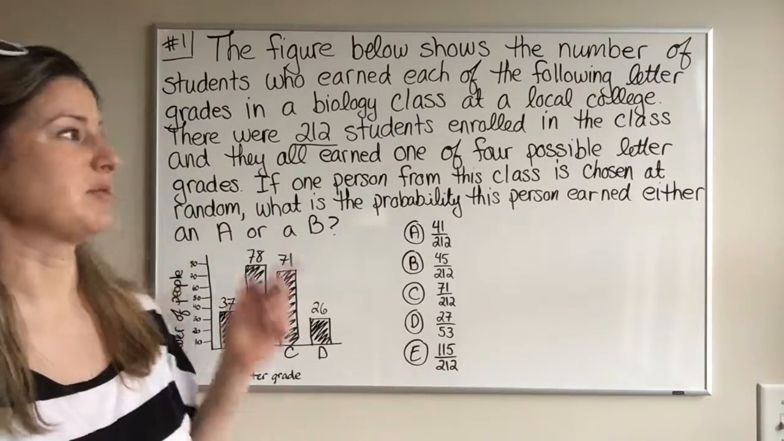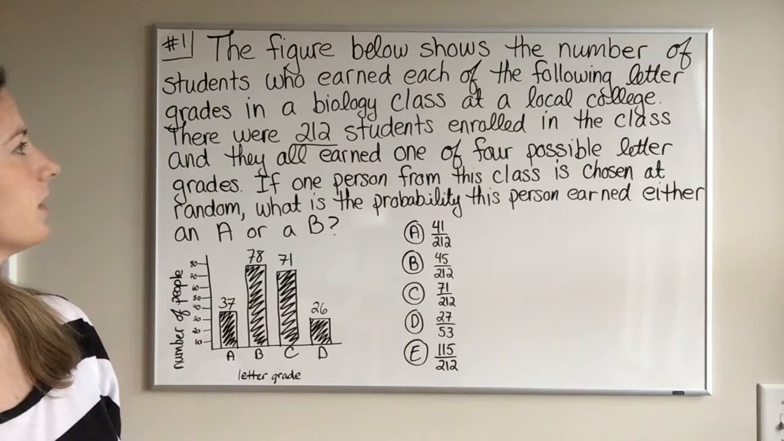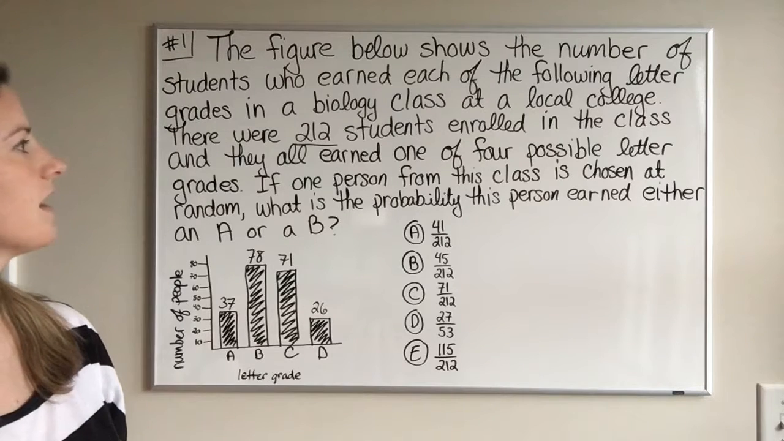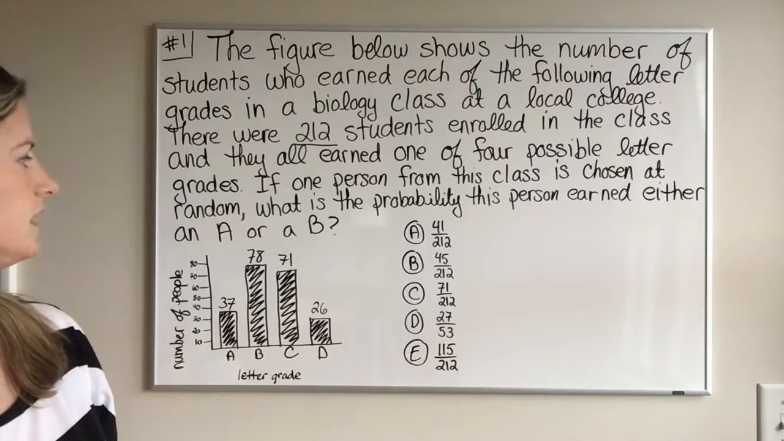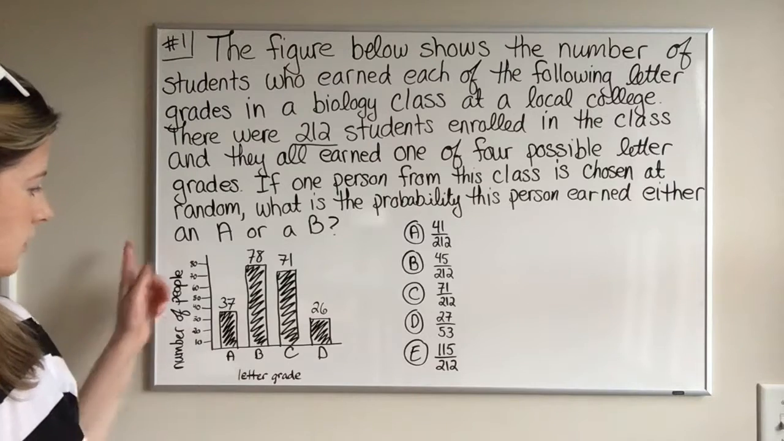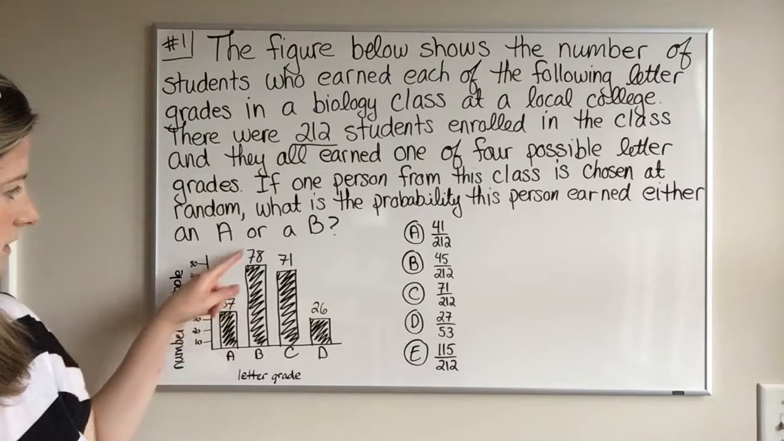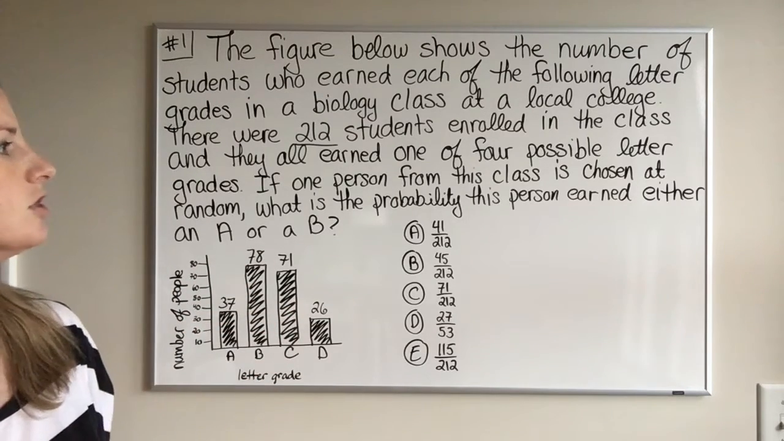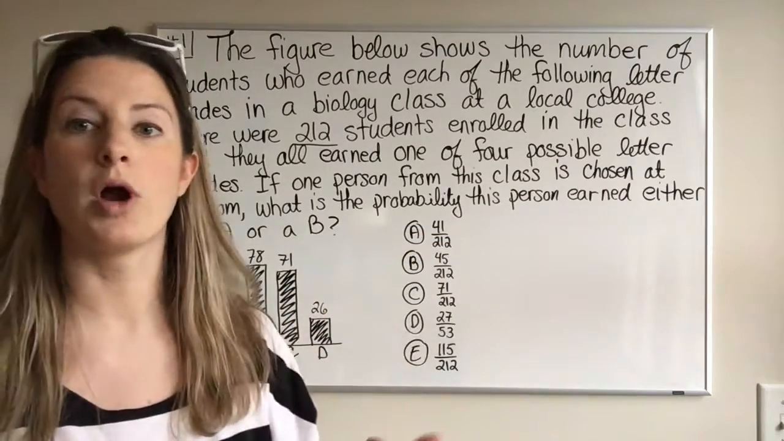So here's a probability example. The figure below shows the number of students who earned each of the following letter grades in a biology class at a local college. There were 212 students enrolled in the class, and they all earned one of 4 possible letter grades. If one person from this class is chosen at random, what is the probability this person earned either an A or a B? So here we go. Here's the figure they're talking about, and it looks like 37 students earned an A, 78 earned a B, 71 earned a C, and 26 earned a D. So then what's the probability this person earned either an A or a B?